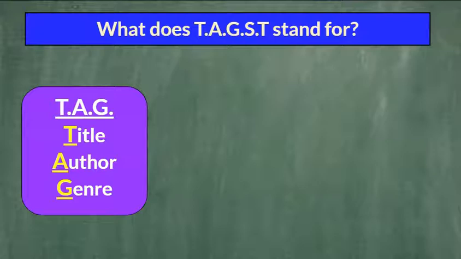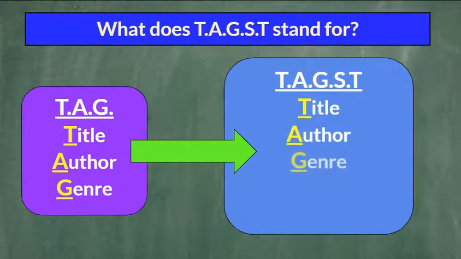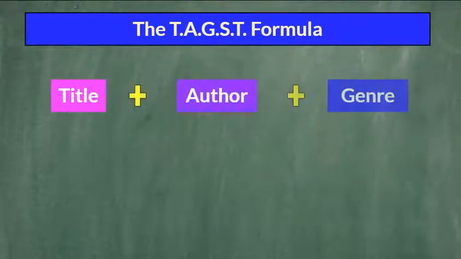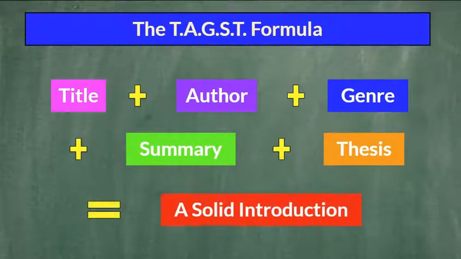We are extending that formula a bit for our discussion of introductions. Introducing T.A.G.S.T. Not as nice sounding or pretty to look at, but it is just as effective. T.A.G.S.T stands for title, author, genre, summary, and thesis. Basically, the formula looks like this: title plus author plus genre plus summary plus your thesis equals a solid introduction. Now, don't worry, we will be going more in depth on how to use this formula in a few moments.